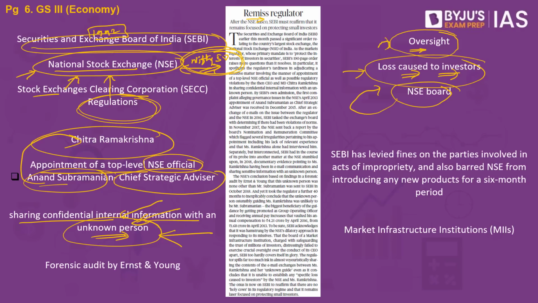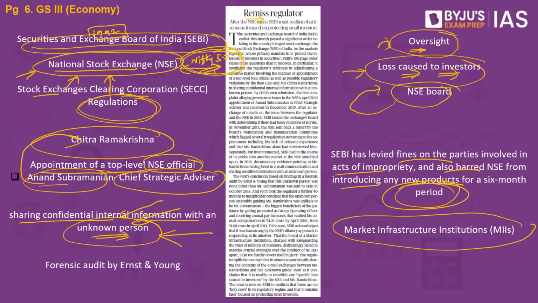After this particular issue occurred, what did SEBI do? SEBI has levied fines on parties involved in the acts of impropriety and also barred NSE from introducing any new products for a 6-month period. At the same time, it is also planning to come up with more stringent rules and regulations with respect to the market infrastructure institutions. What are these market infrastructure institutions? The stock exchanges, the depositories, and the clearing corporations are collectively called the securities market infrastructure institutions.